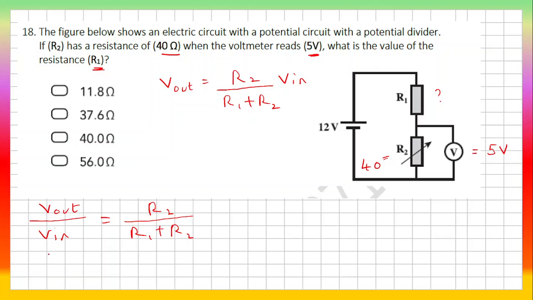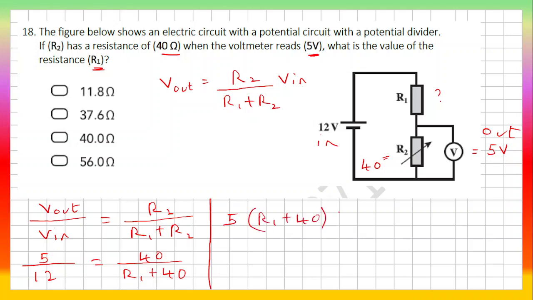Do we have them? Yes, we have V out is 5 over, this is always the V in, this is the out. So V in is 12 is equal to R2. R2 is 40, and then R1 we don't have, then plus R2 which is 40. What do we do from here? You can cross multiply. So you'll have 5 multiplied by R1 plus 40 is equal to, so you also multiply 12 multiplied by 40.